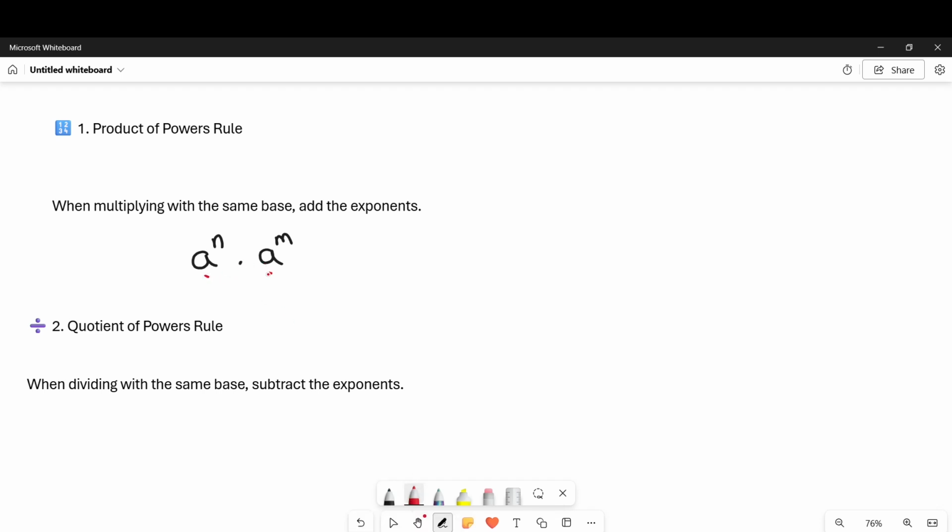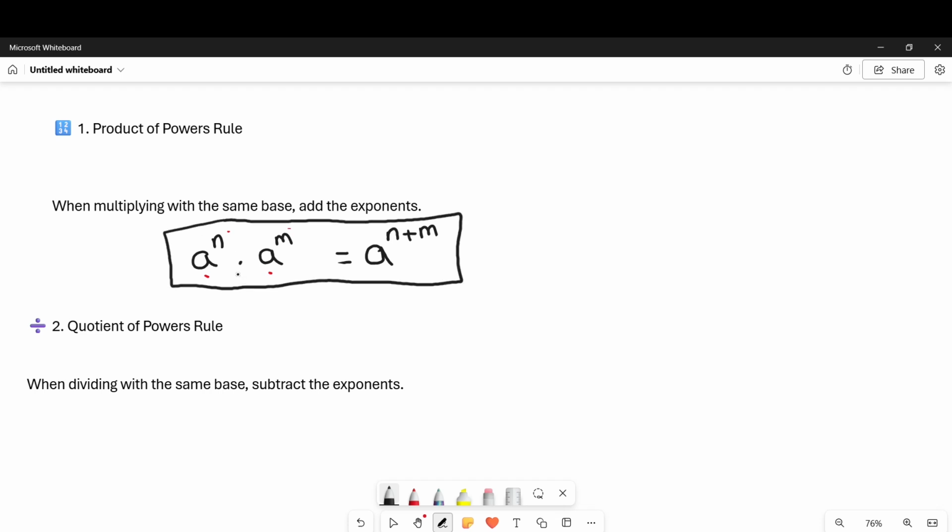In this case the bases are the same but the exponents are different. So how can we write this? We can simply make the expression into simpler terms. We write the same base and just add the exponents: a to the power n plus m. That's it. This is what we call the product of powers rule. This one is important. Whenever we have an expression in this form, we can simply add the exponents and get a value.